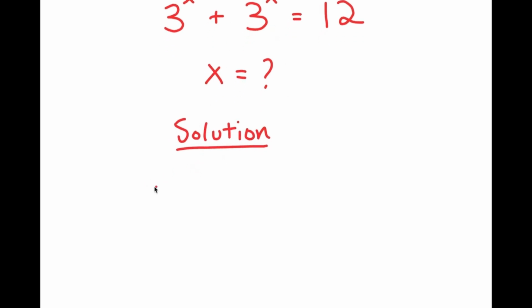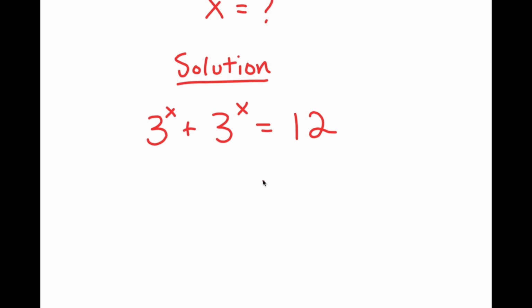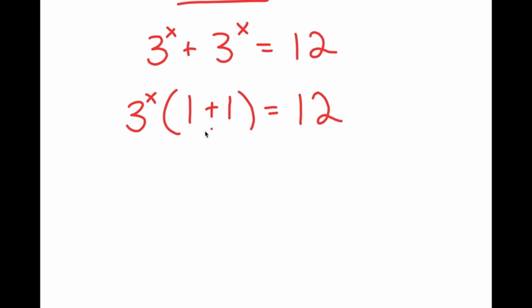So let me first rewrite my equation down here so I have a little more solving space. So my equation is 3 to the power of x plus 3 to the power of x is equal to 12. And the first thing I'm going to do from here is factor out 3 to the power of x from my left-hand side. So I get 3 to the power of x times, well, 3 to the power of x divided by 3 to the power of x is 1. So 1 plus 1 is equal to 12. And 1 plus 1 is 2. So I get 3 to the power of x times 2 is equal to 12.